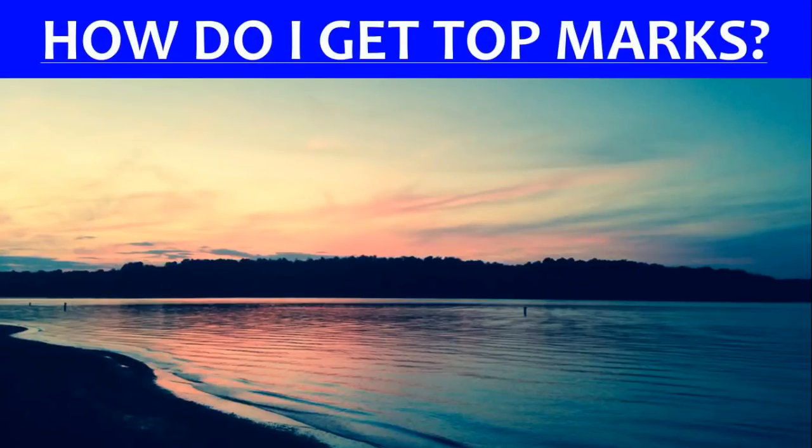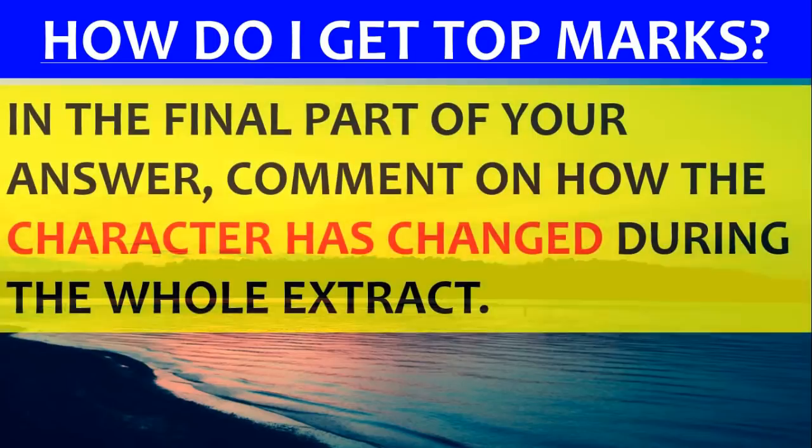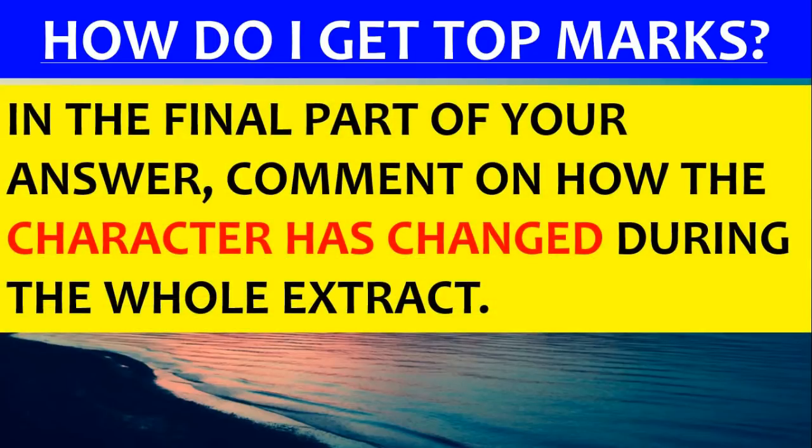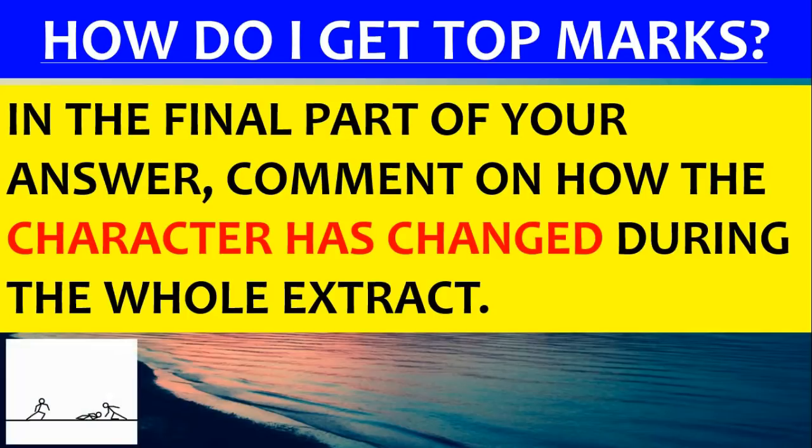So we've talked about all the things in that extract, or why we don't like him, but how am I going to get top marks? I would say in the final part of your answer, after all the things you've talked about, why you don't like him, maybe comment on how the character has changed during the whole extract. Remember our question said talk about the extract, the 20 odd lines, but it also said talk about the whole extract. So you need to go look at the whole extract and see how he's portrayed in the whole extract and comment on how the character has changed during the whole extract.